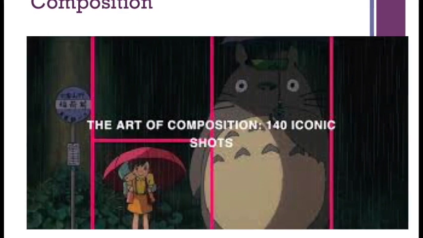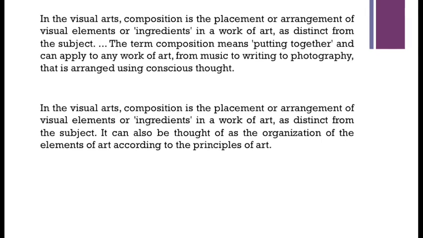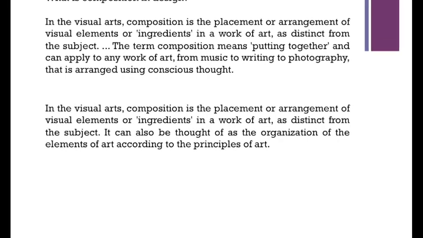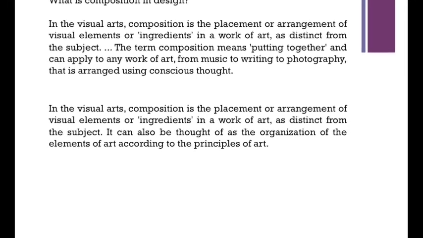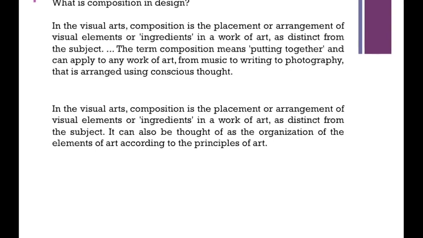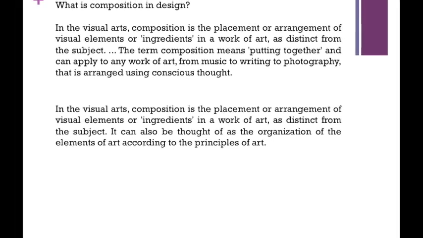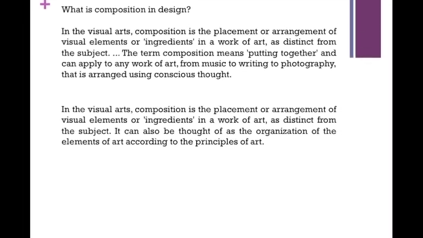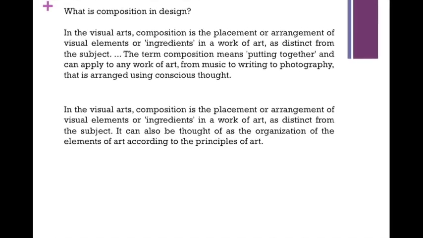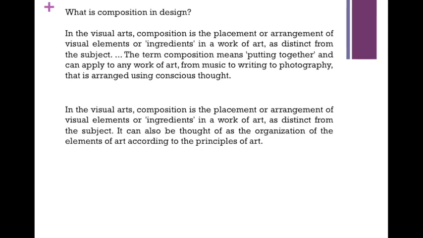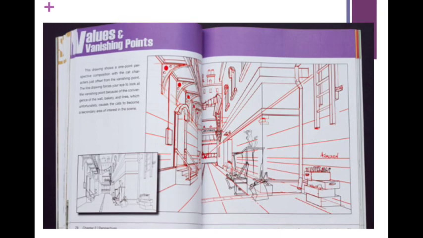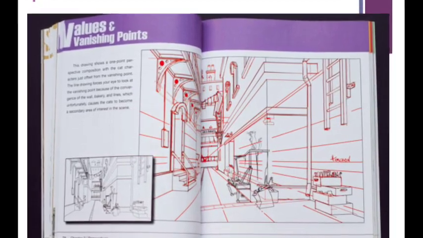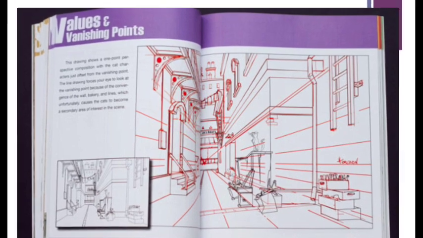Okay, composition in design is the placement or arrangement of visual elements, ingredients in a work of art from the subject. Sometimes we use music, photography skill, moving arrangement to make it more composed or balanced. This example, with the prop and characters balanced, sometimes we call it perspective. Okay, this is perspective design.